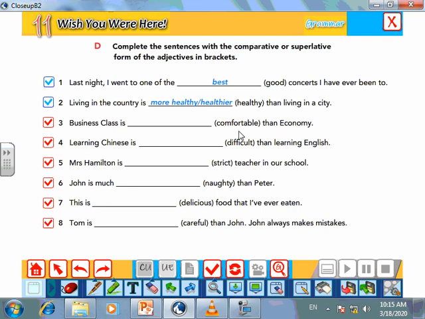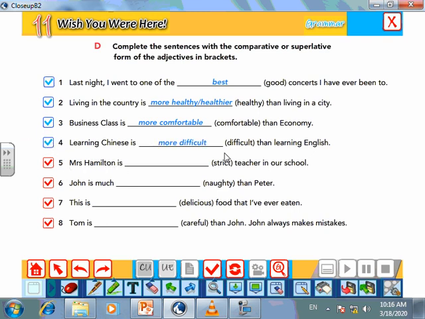Business class is what than economy? Now, here we have than, so we are comparing between two. Okay? Comfortable is one or two or three syllables? They are three syllables. How? Com-for-ta-ble. Okay, so it's a long adjective, so I put more comfortable than. Learning Chinese is what than? Again, difficult is short or long? Okay, it's a long adjective. So difficult, three syllables. So more difficult than.